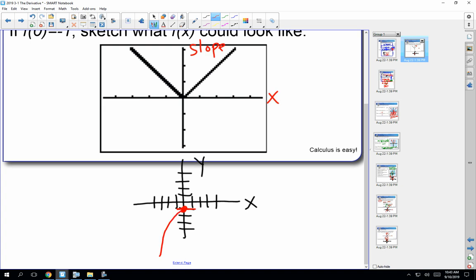boom, hits 0, and then what does it do? Then it takes off. Does it turn negative or does it go back to positive? So what curve do I have? You have the cubic. Looks like a cubic, yeah.